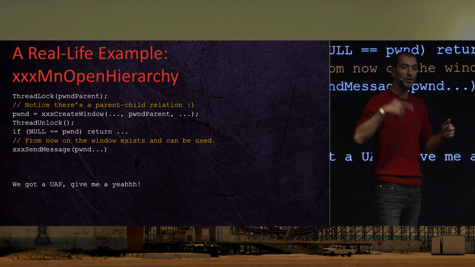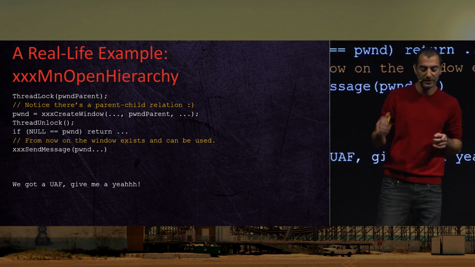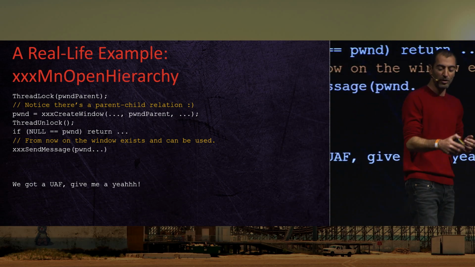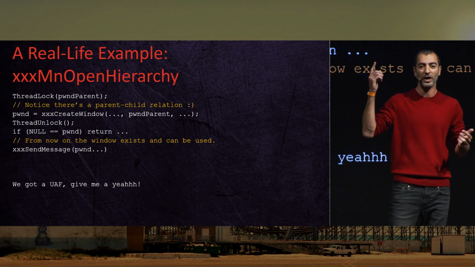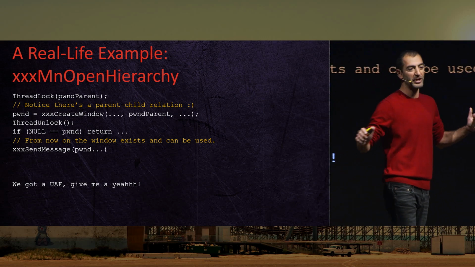So now, after you know how xxx destroy window is working, you say, there is something here. Okay, and then we go next to thread unlock of the parent window, because we got it one reference up, now one reference down. And this is where the magic happens.